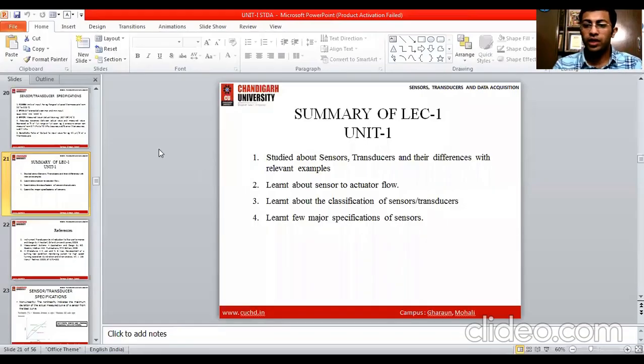So now I would like to summarize this lecture. Basically, we studied sensors, transducers, and the differences between them. Then we studied the flow from sensor to actuators, their applications, followed by the classification of sensors and transducers, and lastly we learned about the specifications.